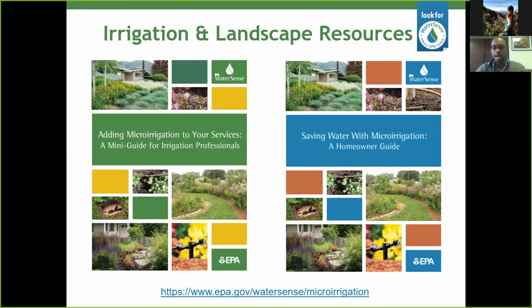For the homeowner guide, it's a little bit simpler than the professionals guide. But it also gives homeowners helpful information that they can use if they'd like to install micro irrigation themselves, or things that they should consider when talking to a professional about micro irrigation. And again, that link is provided here, and I believe Candace is providing that link in the notes as well.